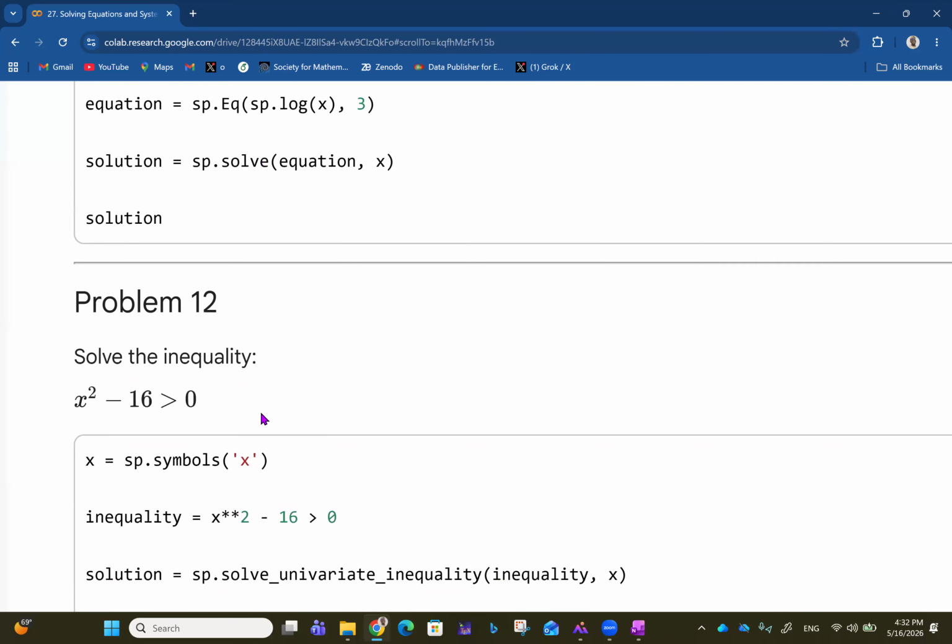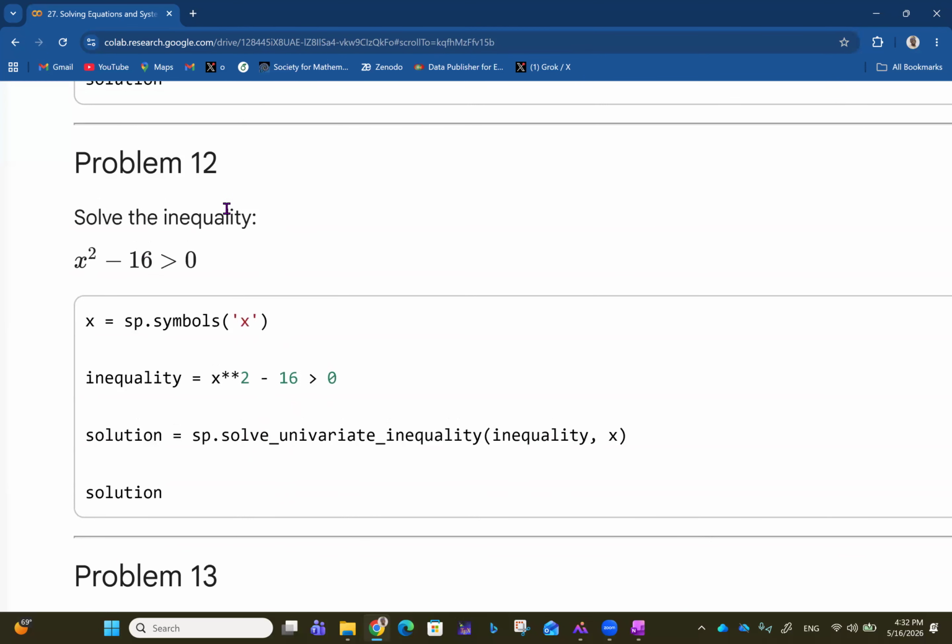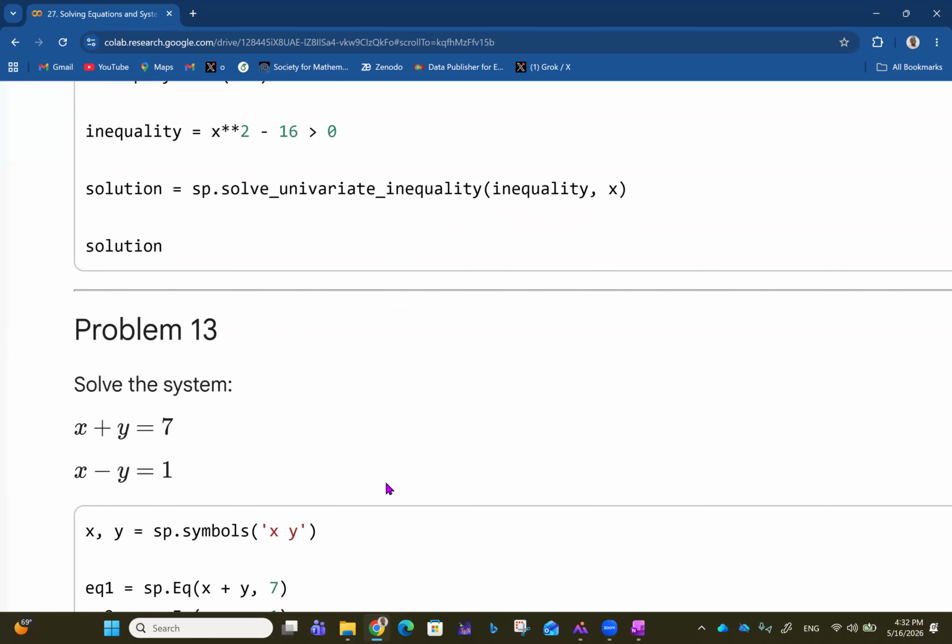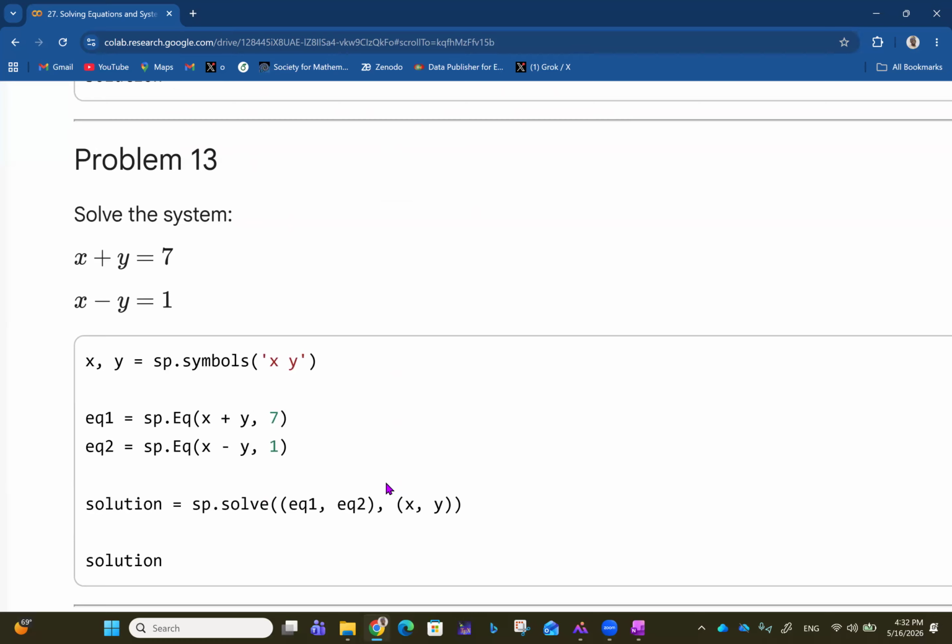Then problem 12, you have an inequality, and the setup is you just copy paste and you get your result. This is a system of equations which can be easily solved. Add the two sides, you have 2x equals 8, so x is 4. If x is 4, that means that y is 3. But this is the setup for it.